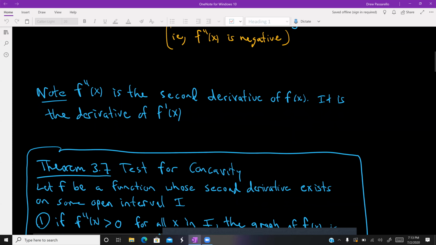And I said note, f double prime of x is the second derivative of f of x. It is the derivative of f prime of x. So it's the derivative of the first derivative.